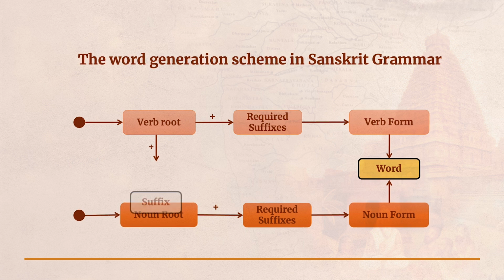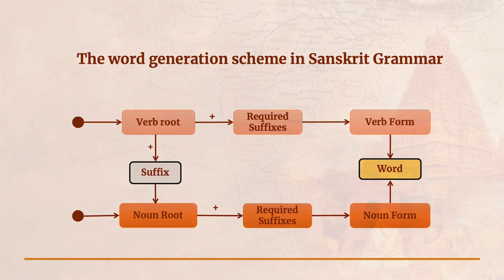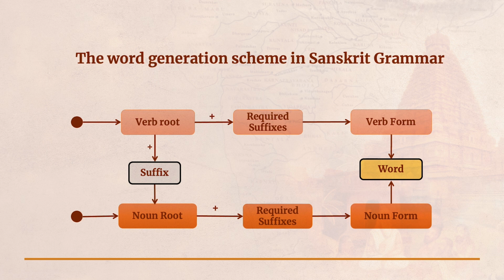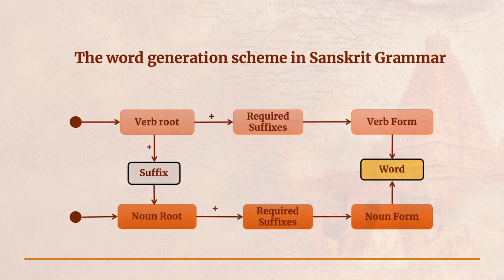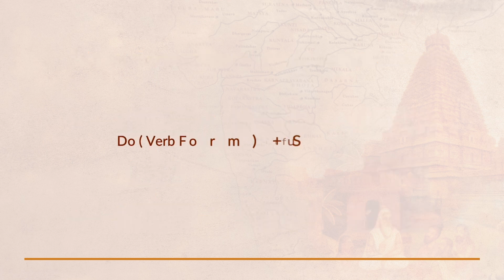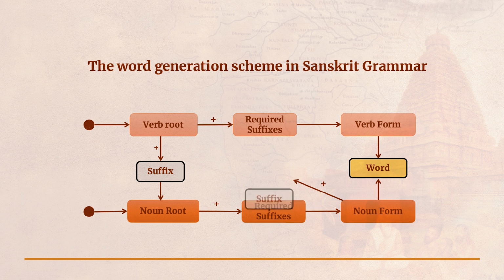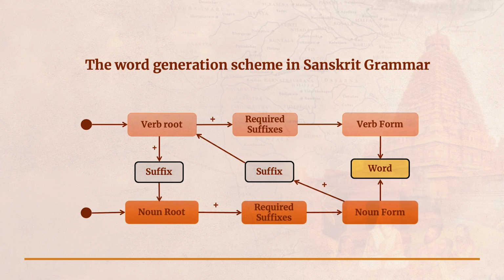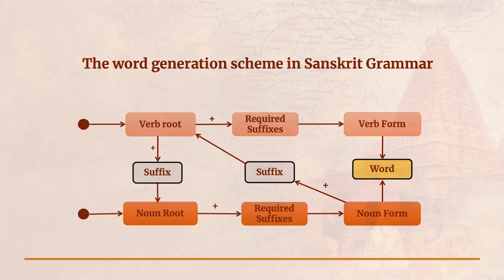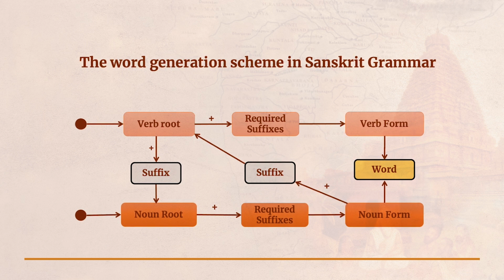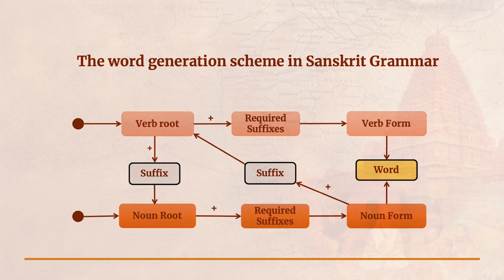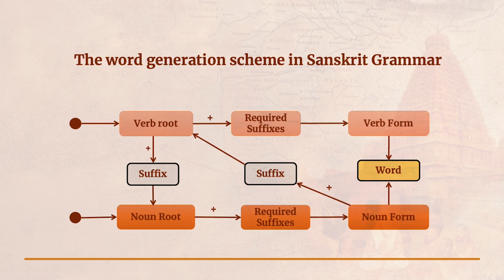For example, one can add some suffix on a verb and convert it into a noun. From do you can get a doer. Doer is a noun. Do is a verb. So there is some suffix you add and then get a noun out of a verb. That is also possible. Or you can take a noun form, add some suffix and then get a verb. That's also possible. This is another way to go about. So there is a whole combination of things that can work out.